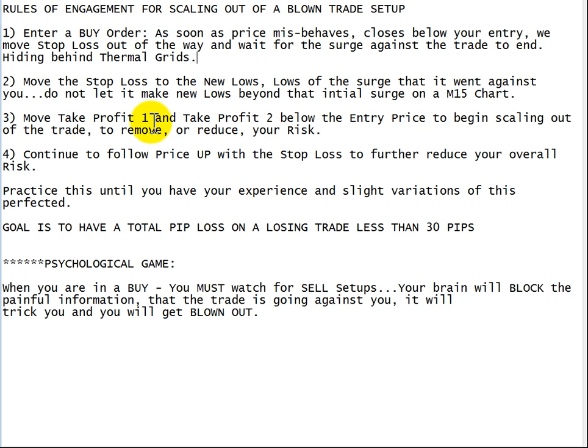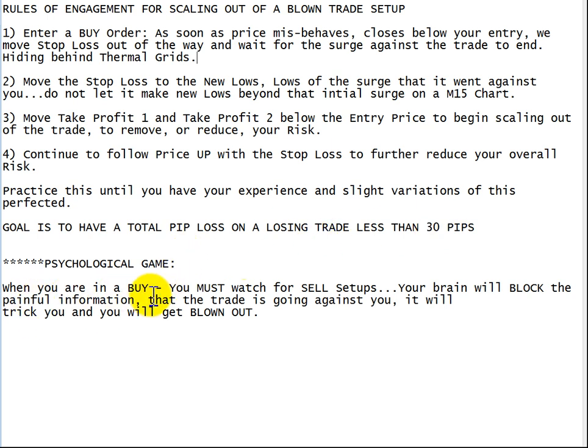Number 3, move your take profit 1 and 2 below your entry price to begin scaling out of the trade to remove or reduce your risk. Step 4, continue to follow price up with your stop loss to further reduce your overall risk. Practice this until you have your experience and slight variations of this perfected for you. Your goal is to have a total pip loss on a bad trade less than 30 pips. That would be an average of 10, 10, and 10. So if you had a losing trade of minus 30 pips, divided by 3 would be a 10 pip stop loss. That's great.